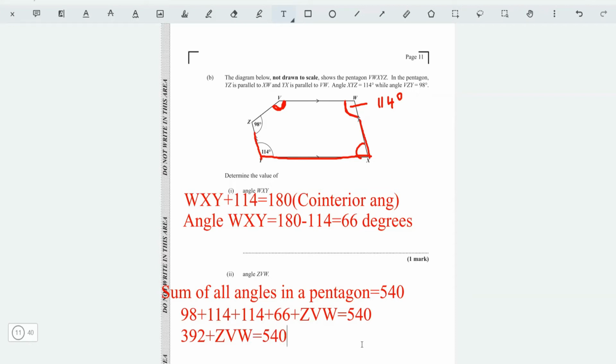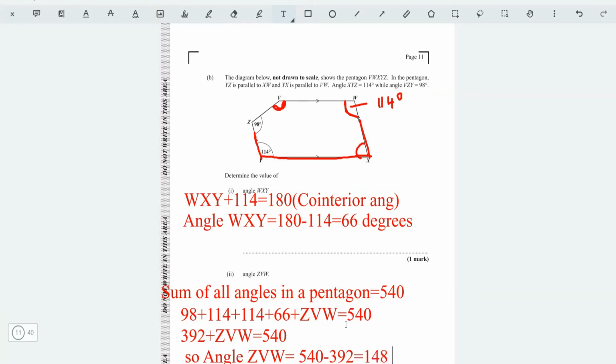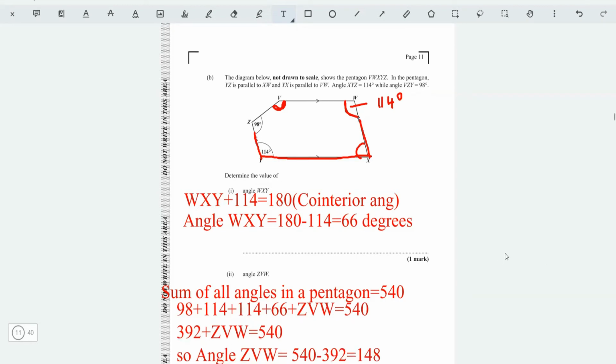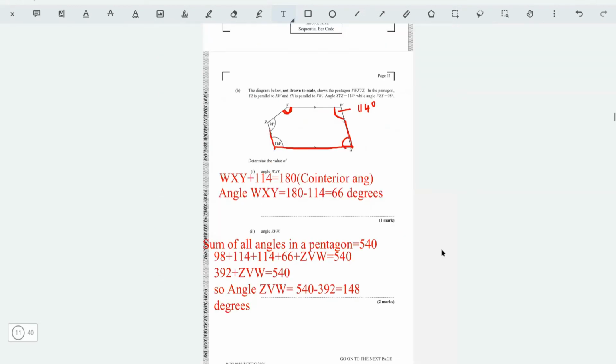And then we can subtract, so angle ZVW is going to be equal to 540 minus 392. You punch that in a calculator, 540 minus 392, and I get 148. That is equal to 148 degrees. All right, that's the answer right there. Oh, nice. That's it. All right, let's move on.